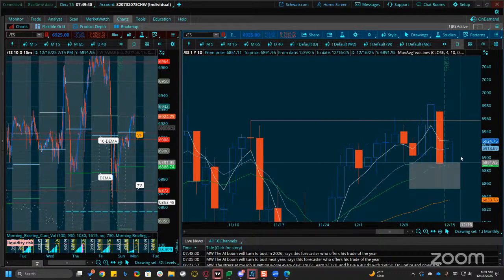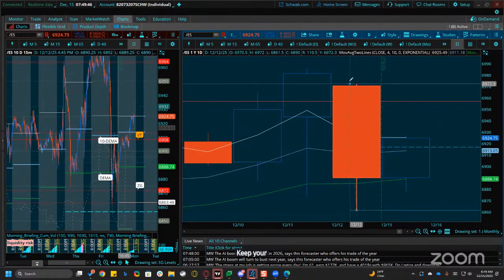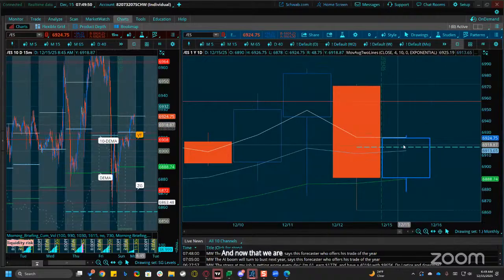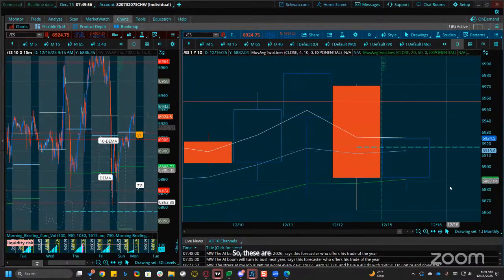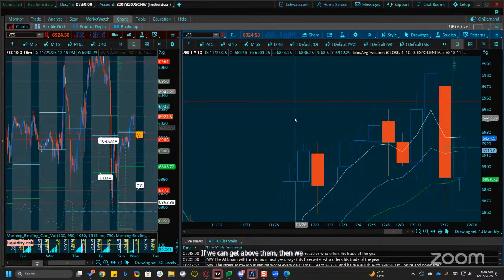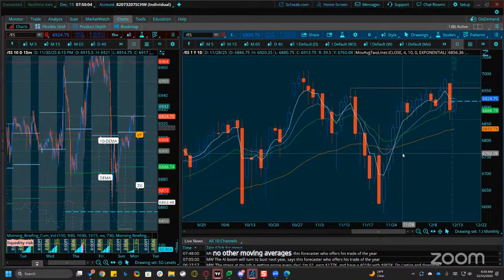With that big bar behind us, it's now the bar of control. Keep your eye on the midpoint. We've got to get through that. And now that we are, we need to keep it. We're hitting the 3. We're above the 10. So these are the 3 moving averages that we've got to deal with. If we can get above them, then we don't have anything else overhead to deal with. No other moving averages anyways.